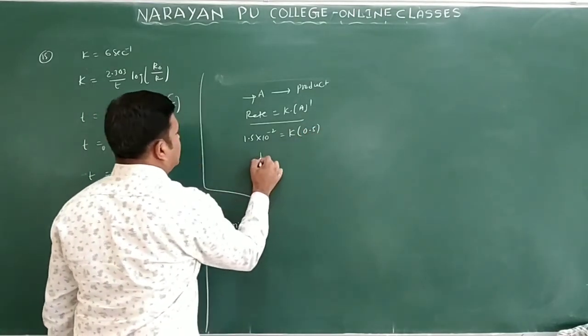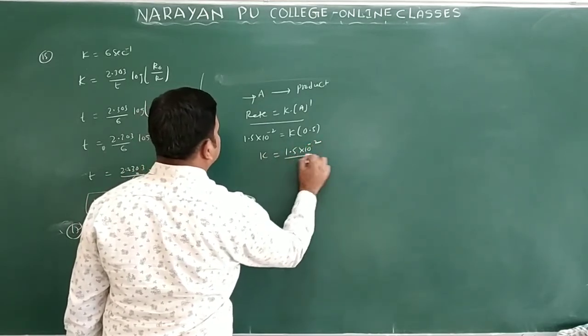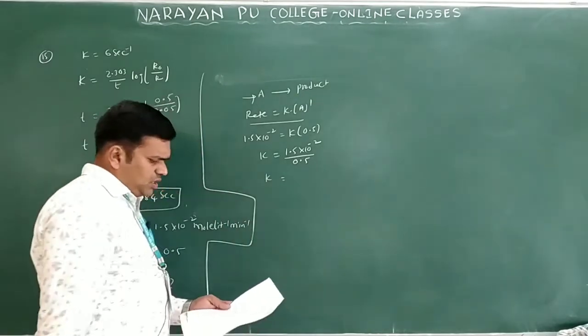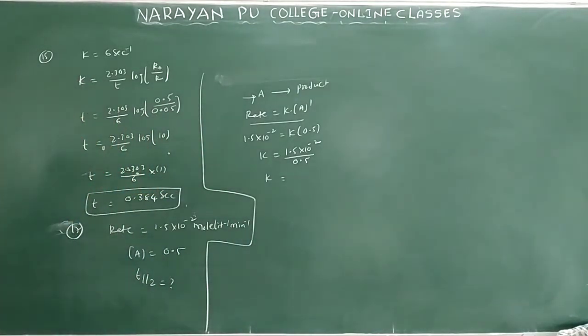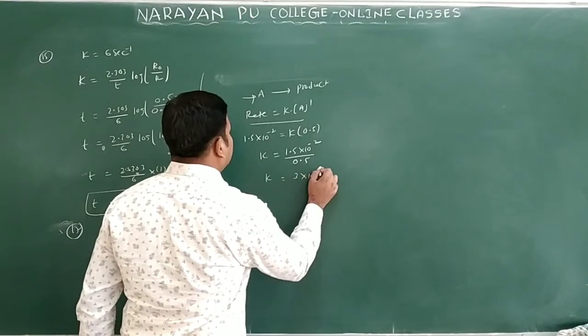0.5. So K is equal to 1.5 into 10 power minus 2 by 0.5. Then what you will get here? You will get 3 into 10 power minus 2 as the K. So this is 3 into 10 power minus 2 is the K.